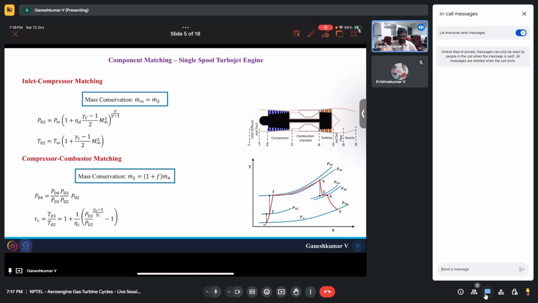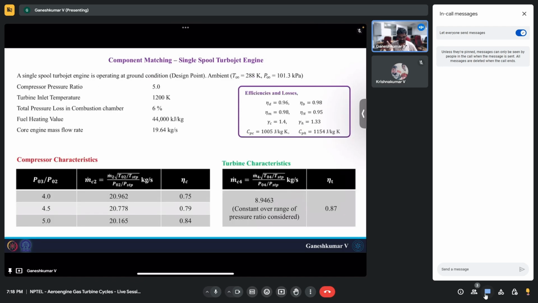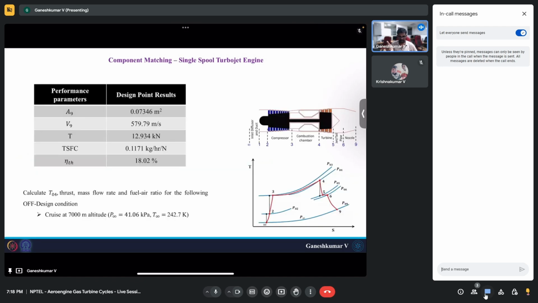If you want to know the pressure at the exit of the combustor, you can find it out: P04 by P03 is the pressure loss in the combustion chamber, times P03 by P02, which is the pressure ratio of the compressor, times P02. P02 is the inlet pressure, so we already know it if we know M infinity, the flight condition. One more thing I forgot to mention is that the off design condition is for a flying condition of Mach 0.8.